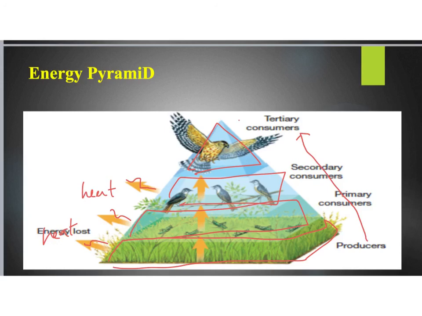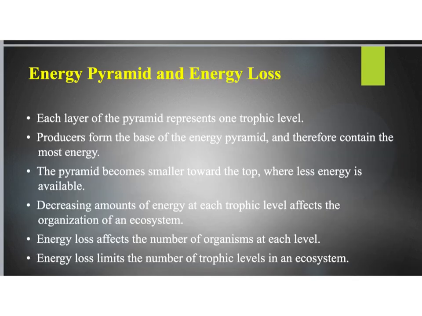So the total amount of energy up here is less than the energy down here. There's a little bit more total energy in the ecosystem at that bottom level. So each layer, again, of the pyramid represents one trophic level. Producers at the base of the energy pyramid, therefore, have the most energy. The pyramid becomes smaller up at the top, where less energy is available. Decreasing the amount of energy at each trophic level affects the organization of an ecosystem, all right?